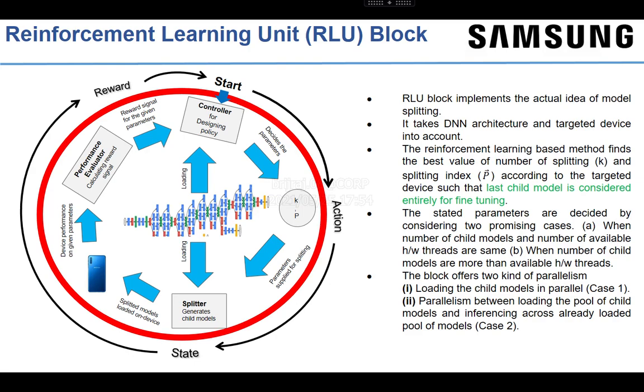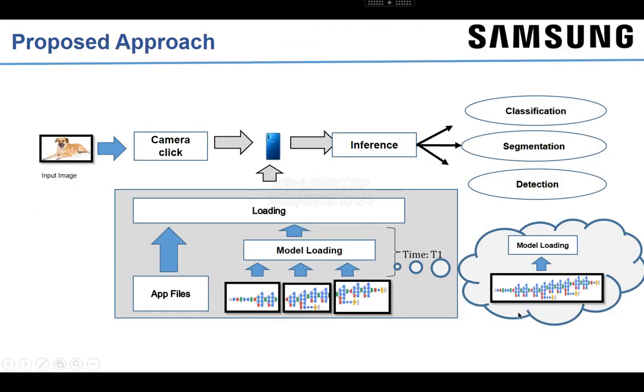If we go to the next slide, in detail with the reinforcement learning unit. In the previous slide we see that we have split one big model into 3 child models. So we have to take the decision about how many child models we should modularize it into, right? Fewer or more child models may not be able to provide the best loading performance, right?